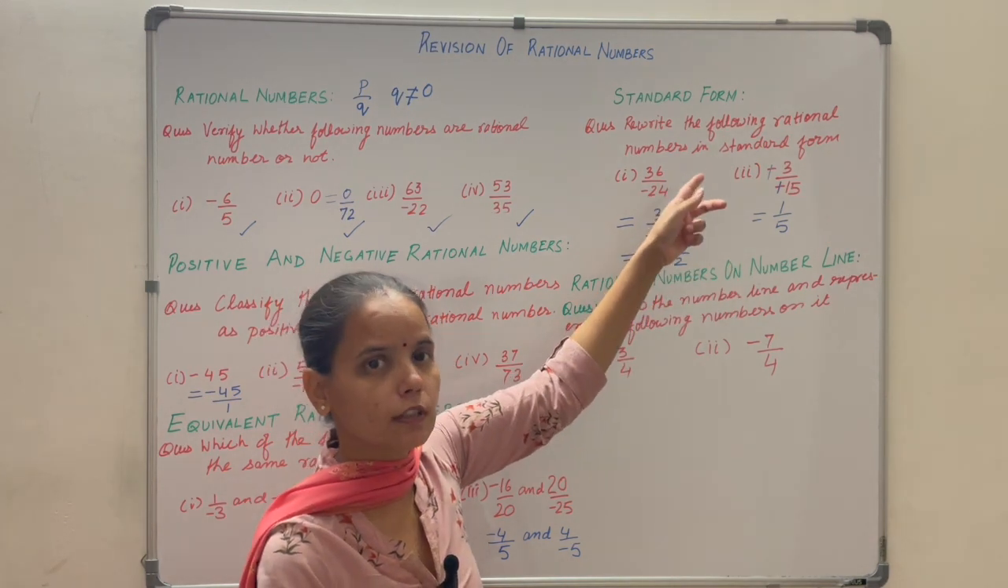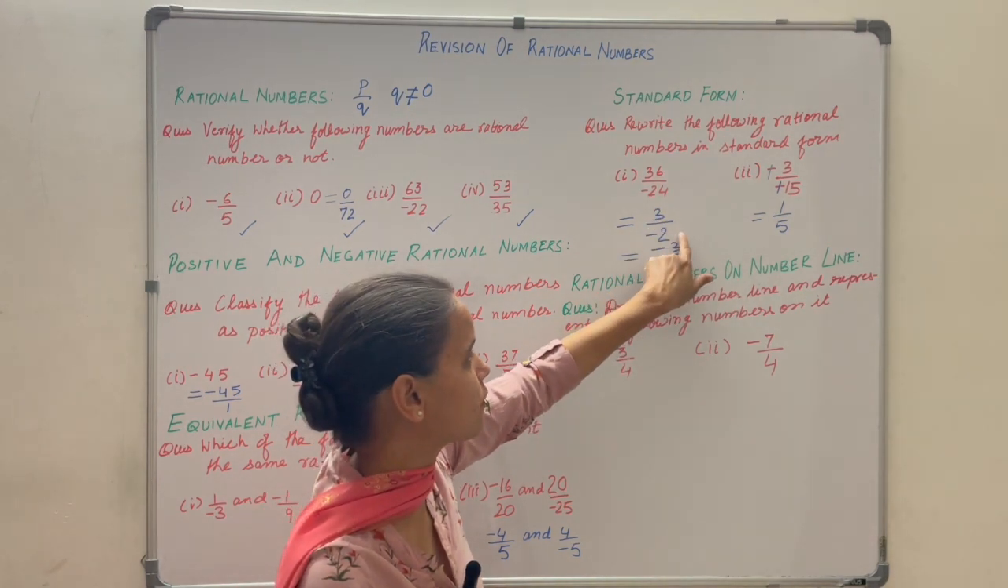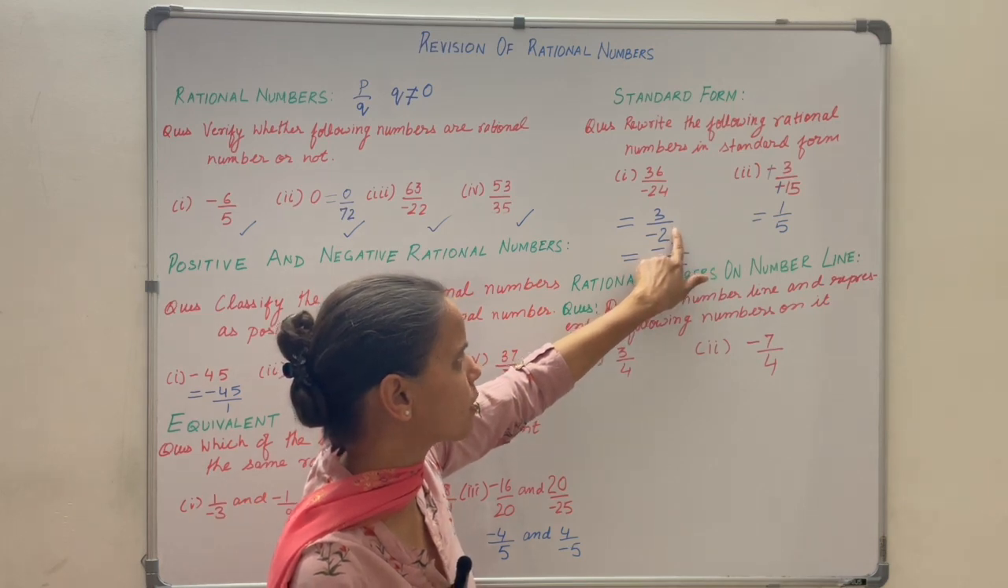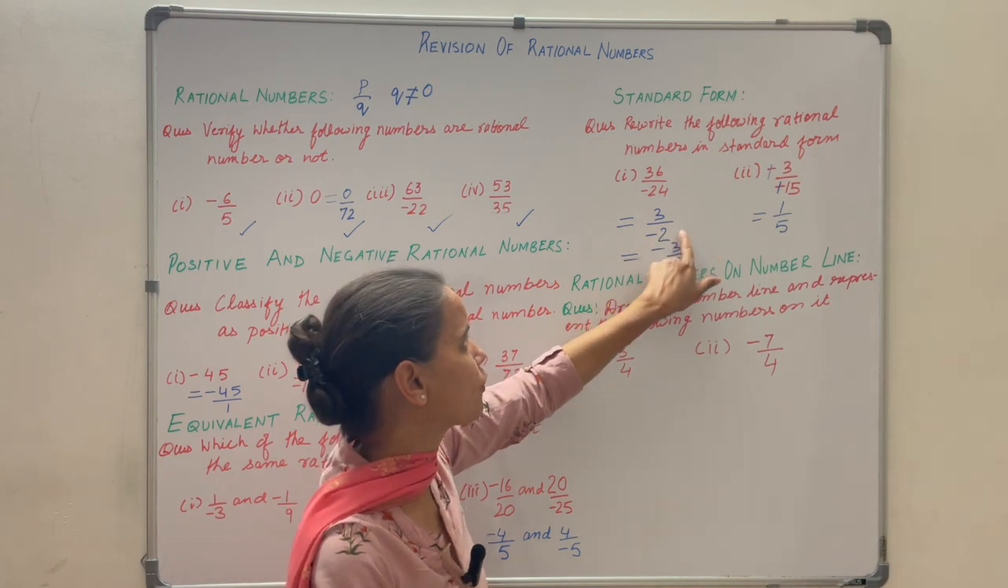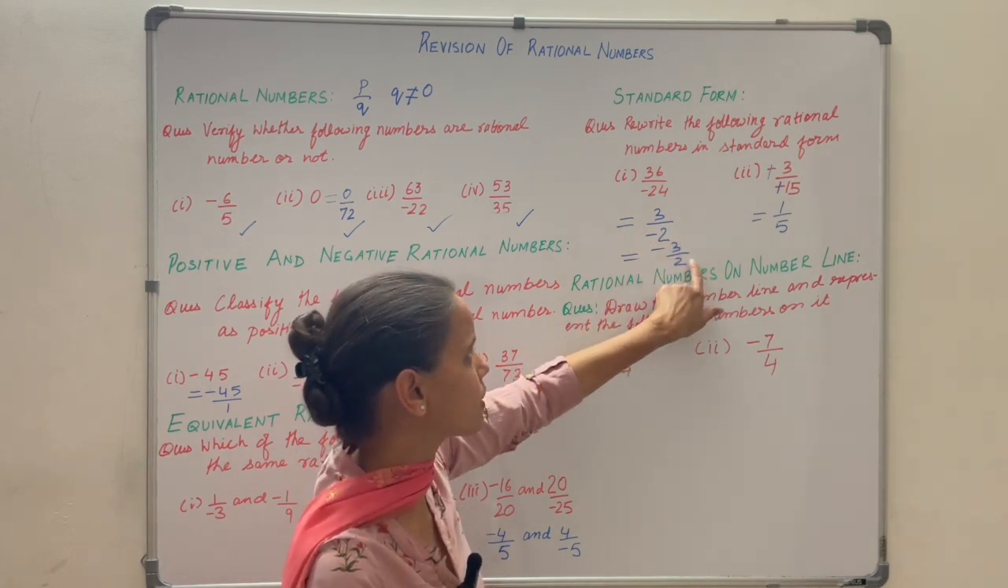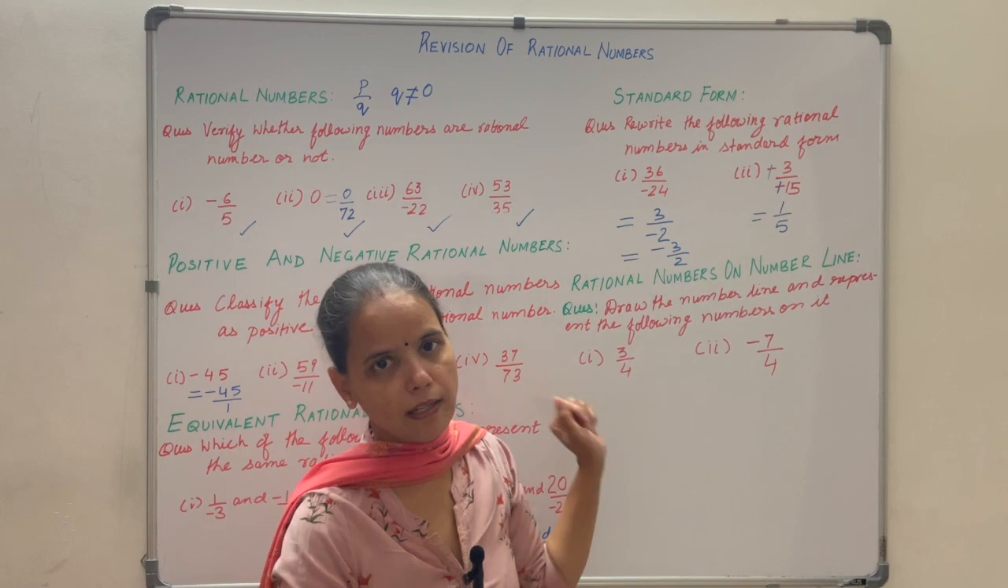So the negative sign will come in the numerator, as I have done it here. I have multiplied the denominator by -1 and I have multiplied the numerator also by -1. So when you multiply here by -1, you get +2 and you get here -3.